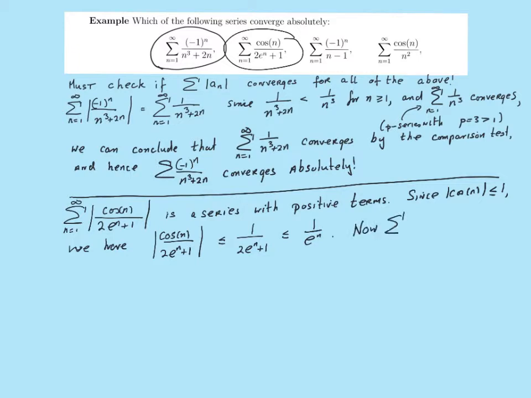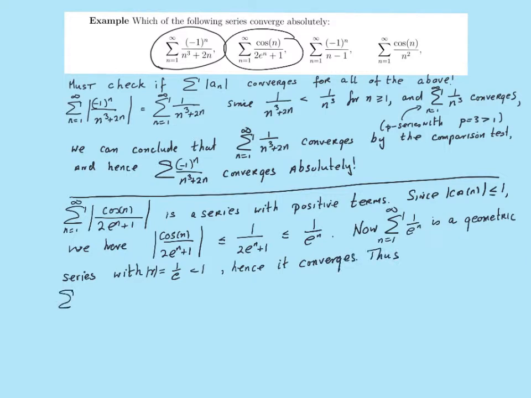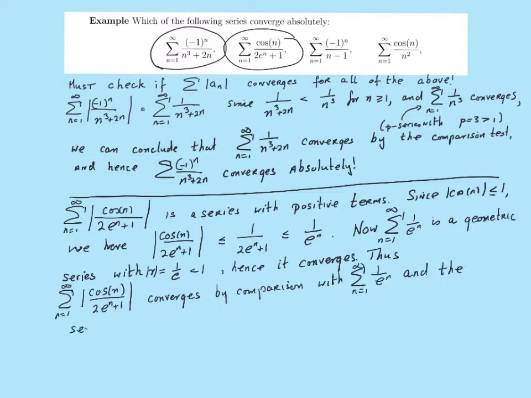Now the sum from 1 to infinity of 1 over e to the n is a geometric series with the absolute value of r equals 1 over e, which is less than 1, so therefore it converges. Thus, the sum from 1 to infinity of the absolute value of cosine n over 2 times e to the n plus 1 converges by comparison with the sum from 1 to infinity of 1 over e to the n, and therefore our original series, the sum from 1 to infinity of cosine n over 2 times e to the n plus 1, converges absolutely.